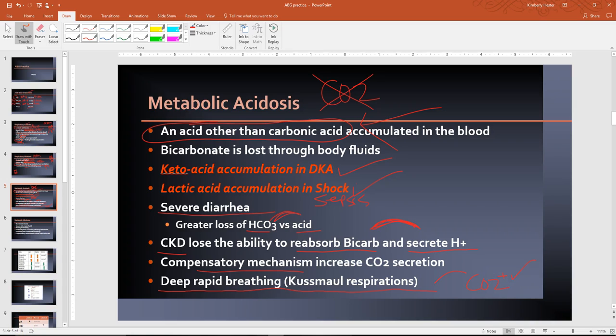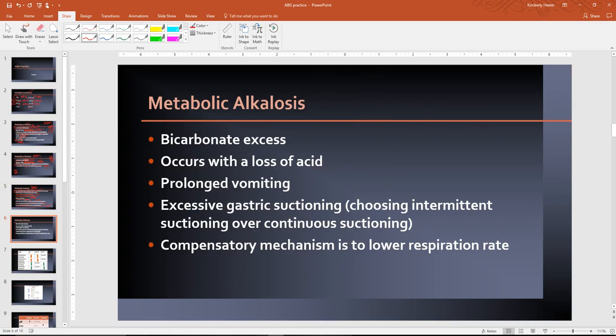All right, so let's go down and talk about our fourth and our last acid-base imbalance problem. The last one we're going to talk about here is going to be metabolic alkalosis. We talked about metabolic acidosis being an excess of acid other than carbonic acid. But metabolic alkalosis is too much bicarb. It's an excess of bicarb in the blood.